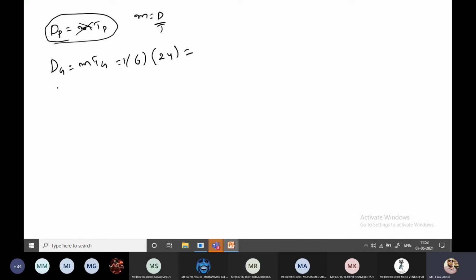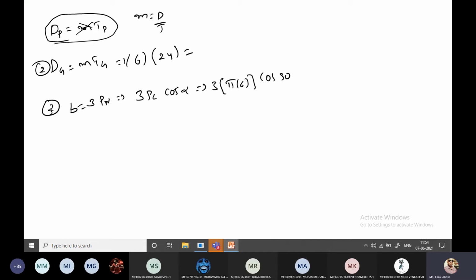And the face width is the second question. B is equal to 3 times the normal pitch. So 3 times the normal pitch means 3 into PC cos alpha. So 3 into PC, how much? PC is pi into M into cos 30. This is the normal pitch.